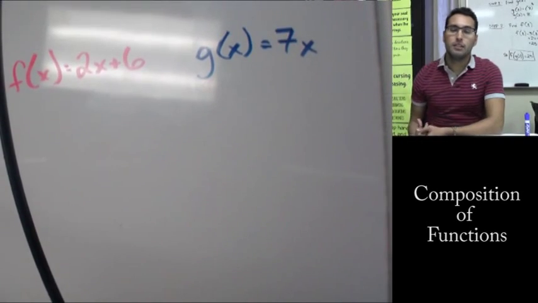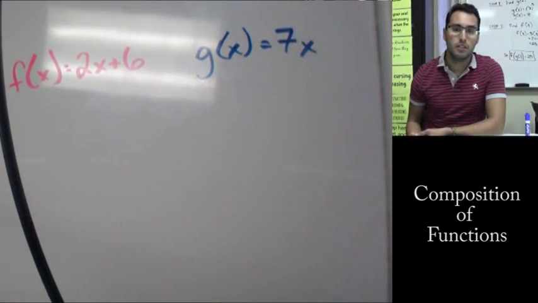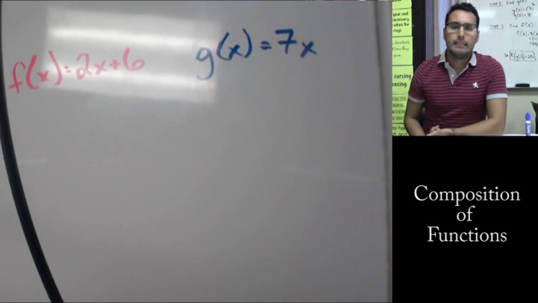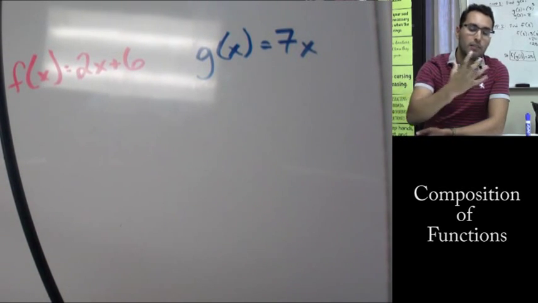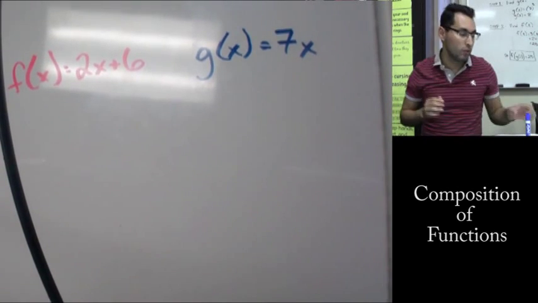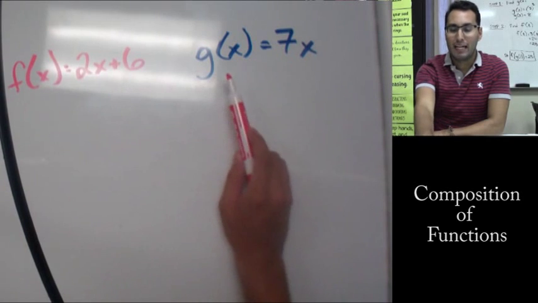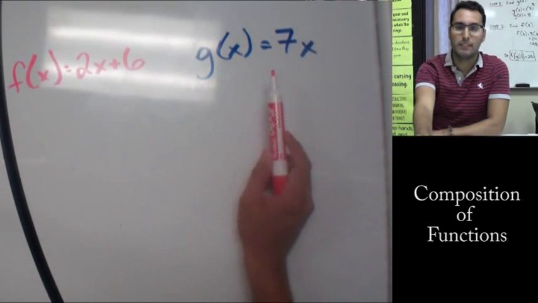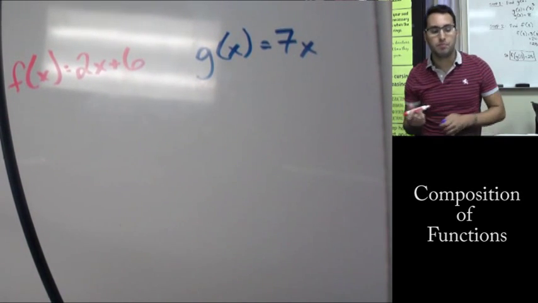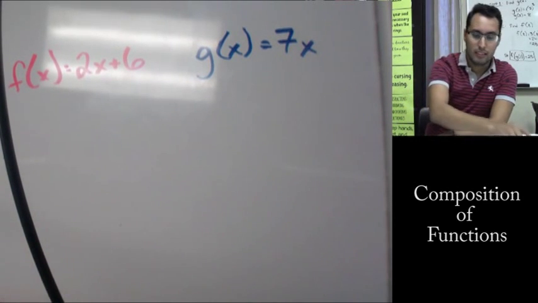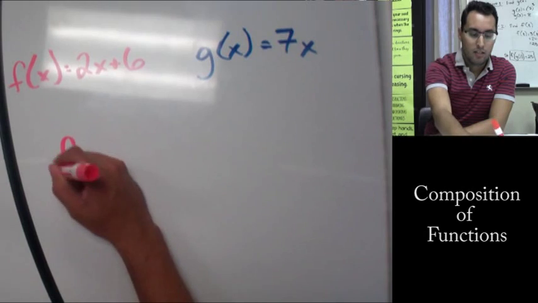Alright class, this video is on composition of functions. Like we said in class, a composition of functions is a function inside of another function. So right here we have two functions. We have f of x, which is 2x plus 6, and g of x, which is 7x. So an example of a composition is something like this.